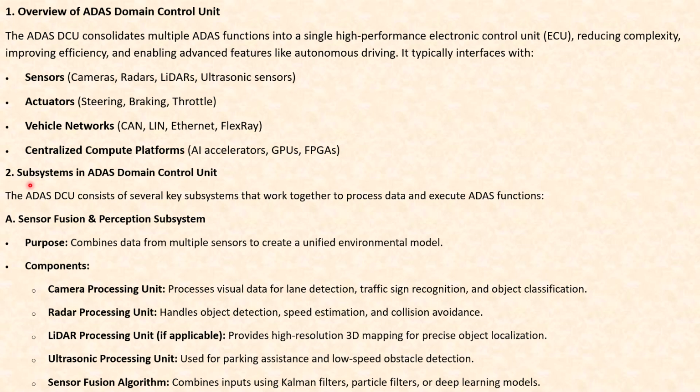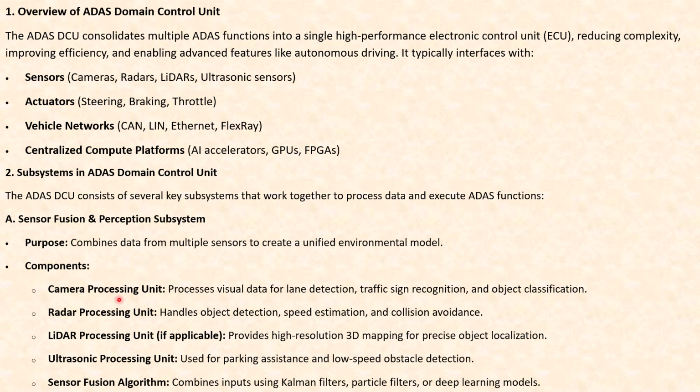Now let's see the various subsystems in the ADAS domain control unit. The ADAS domain control unit consists of several key subsystems that work together to process data and execute ADAS functions. Now, the sensor fusion and perception subsystem. Its purpose is to combine data from multiple sensors to create a unified environmental model. Everybody by this time must be familiar with what is meant by sensor fusion.